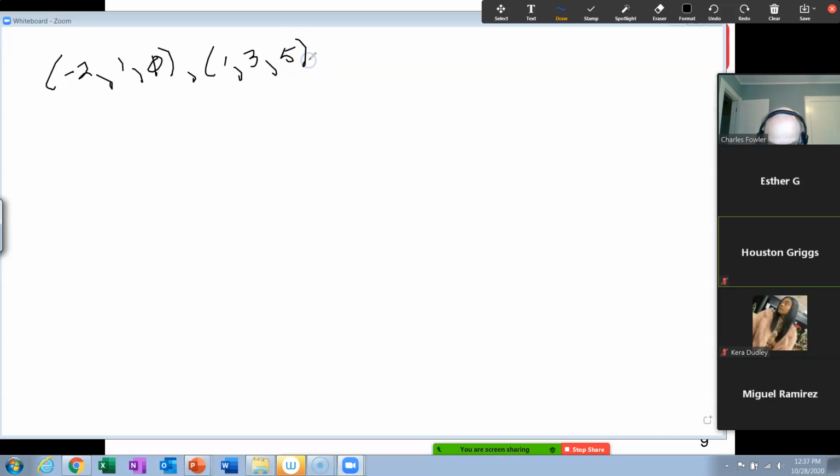Now, I would volunteer to draw this for you. However, my drawing of 3-dimensional space on a 2-dimensional plane leaves a lot to be desired. So let's just go from here. Now, it says find a set of parametric equations of the line that passes through those 2 points.